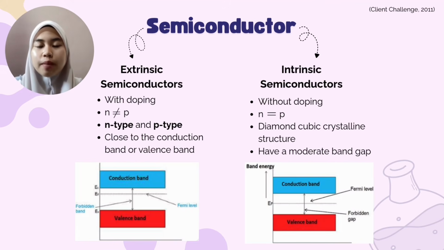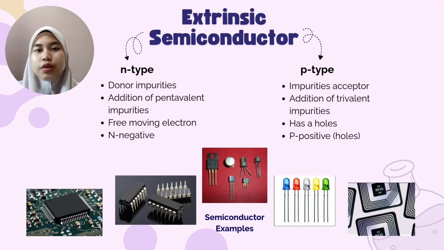Since I mentioned doping many times, let me tell you what doping is. Doping is a process where impurities are added to the semiconductor to improve its conductivity. For N-type semiconductors, the impurity is known as a donor. It has the addition of pentavalent impurities, whose atoms have 5 valence electrons, such as antimony, arsenic, and phosphorus. These impurities donate extra electrons to the semiconductor material and create free-moving electrons that act as the main charge carriers. As a result, these electrons are negative charge carriers and make the semiconductor N-type, for negative.